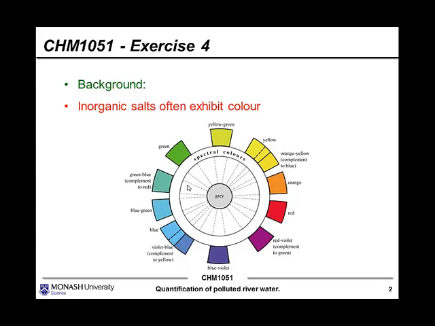So for example, we can use a colour wheel like this. If we see that something has a green colour, we look to the colour on the opposite side of the colour wheel. In this case, it would be so-called red-violet, and that would be representative of the colour that's actually being absorbed by the material.